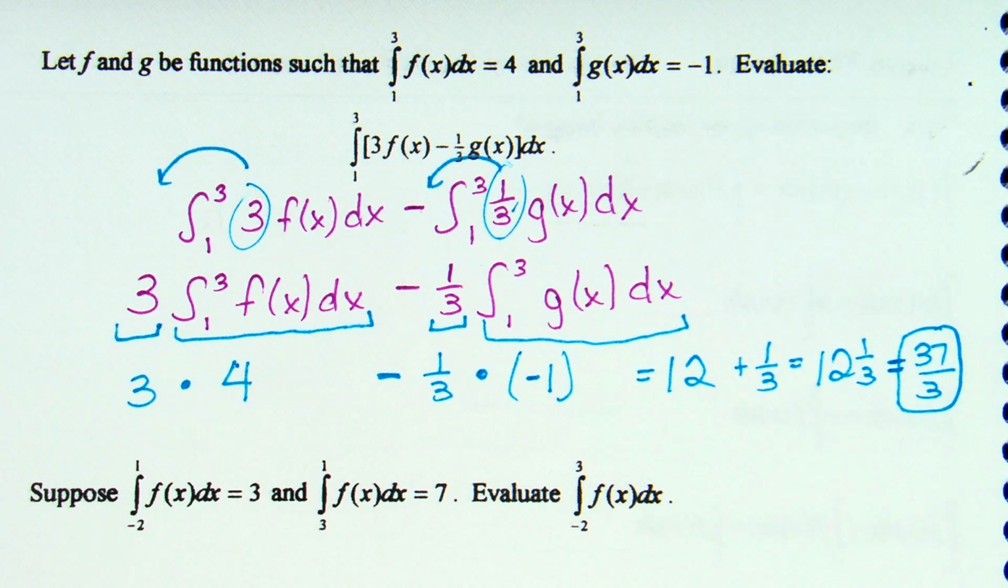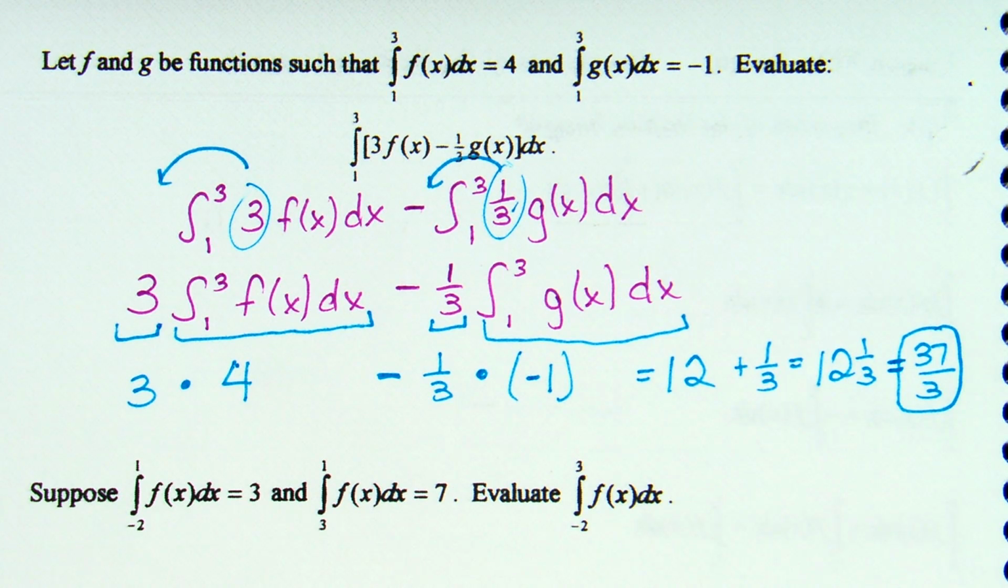Okay. Let's try another one. It's all in terms of f. We've got an integral from negative 2 to 1, and an integral from 3 to 1. They want us to find the integral from negative 2 to 3. What do we use for the second one? The property where we can flip the boundaries by multiplying by a negative sign.